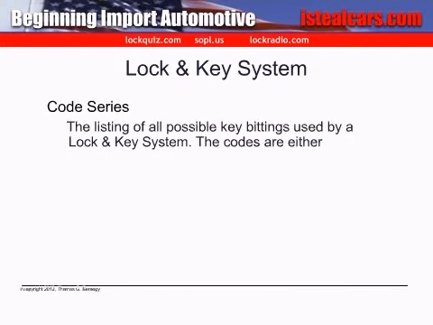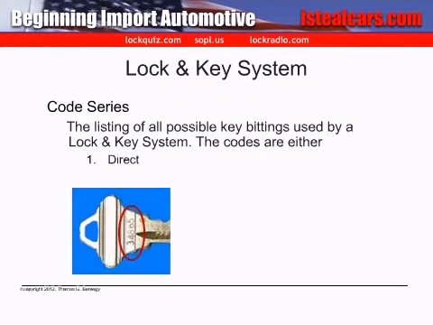Linked to the key blanks, the code series lists all usable key biddings for a system. Key codes may be direct. These are codes whose numbers or letters actually represent the spaces and depths of each cut on the key. While direct codes are common with residential and commercial keying systems, a few older automotive lock and key systems also use direct codes. Older Renault cars, for example, used Neiman-produced pin tumbler ignition locks where the key code was a series of letters which represented the depth and space of each cut on the key.